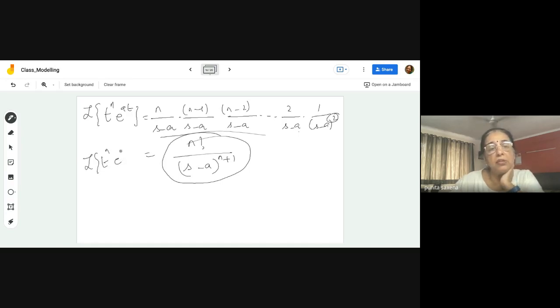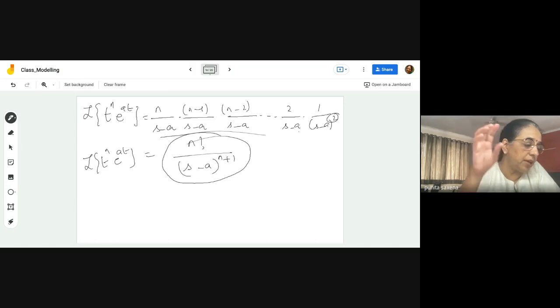And this can be used to find the Laplace transforms. Is that okay? So, yeah, in fact, 28, 29, 30th also have to be done like this. So what I'll suggest is, you try out these problems. Okay.